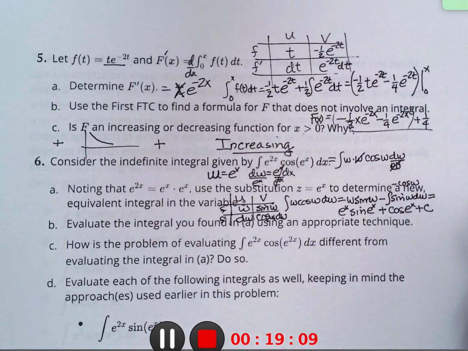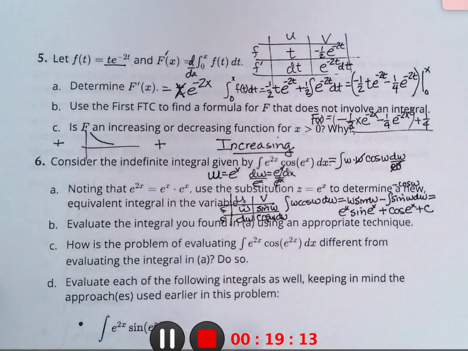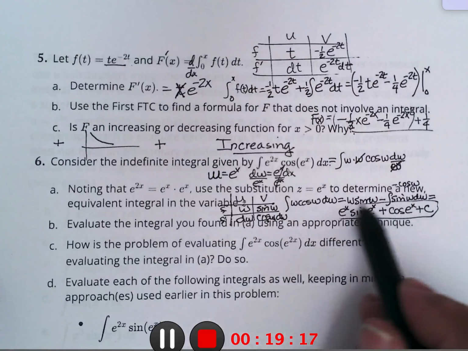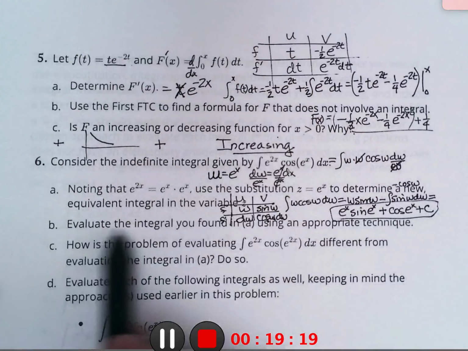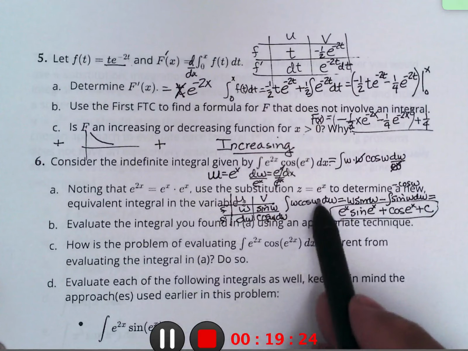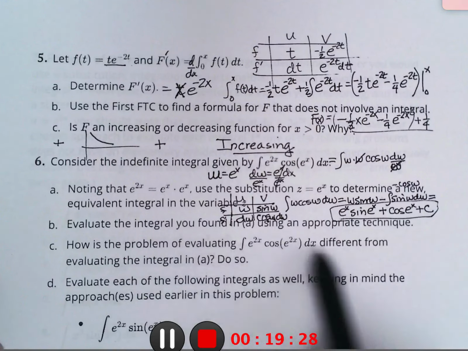They said let z equal the x. I did w, but anyway, okay. So we end up with this. Evaluate the integral you found using the appropriate technique. That was by integration by parts, which we did. How is the problem of evaluating this different from the integral we were doing before?